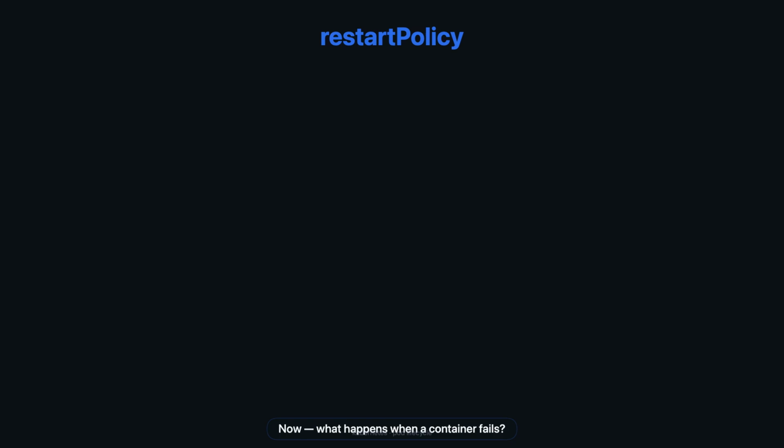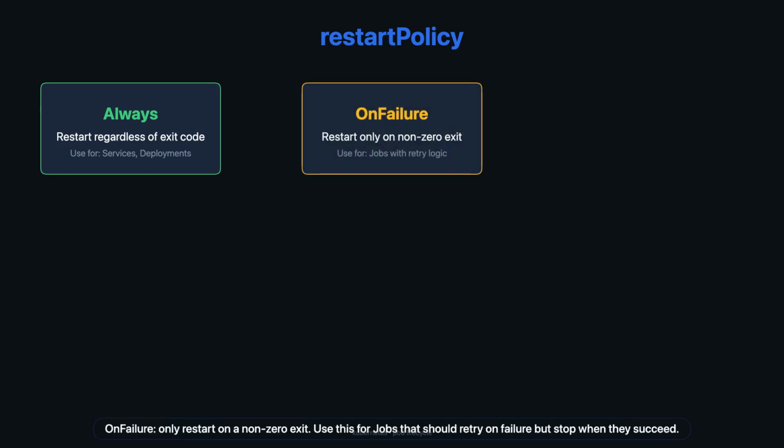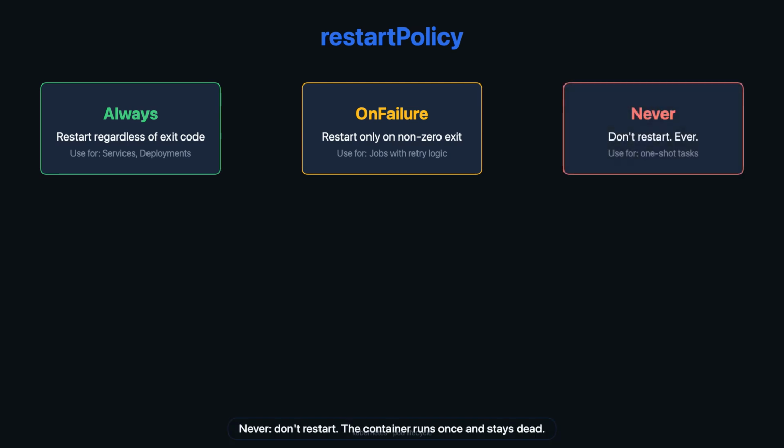Now, what happens when a container fails? Kubernetes uses the restart policy. There are 3 values: Always, OnFailure, and Never. The default is Always. Always restart no matter what, exit 0 or non-zero. Use this for long-running services. OnFailure: only restart on a non-zero exit. Use this for jobs that should retry on failure but stop when they succeed. Never: don't restart. The container runs once and stays dead.